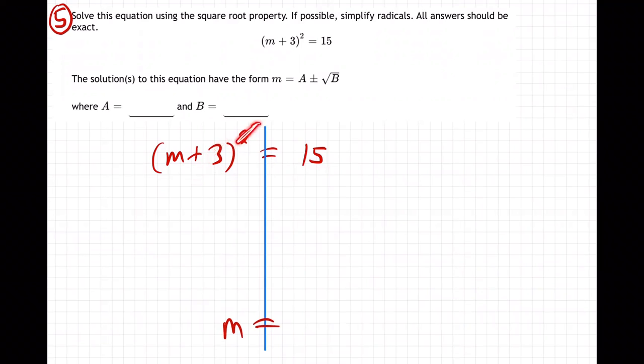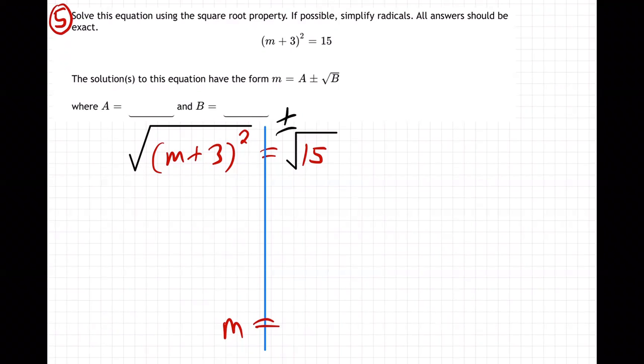Okay, so how do we get rid of that 2 power? Well, you guys know it's the square root, huh? Right, that's the opposite of a 2 power. That cancels out a 2 power. Why? Because, well, first off, don't forget plus or minus. Super important, easy to forget.